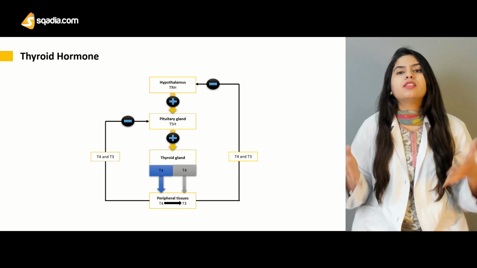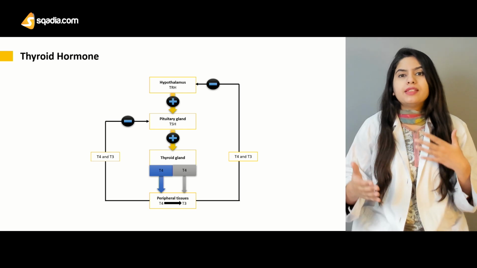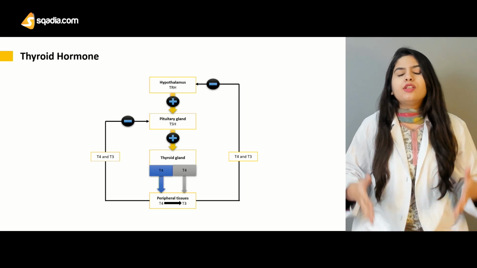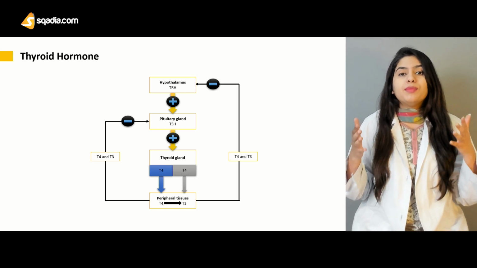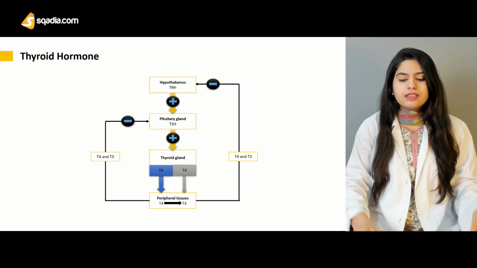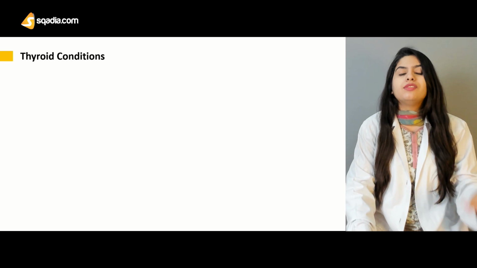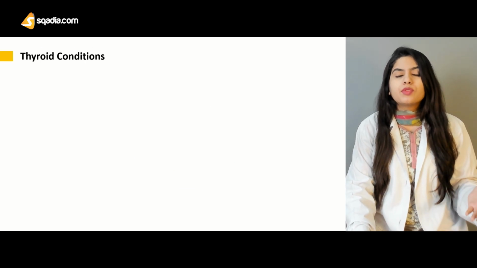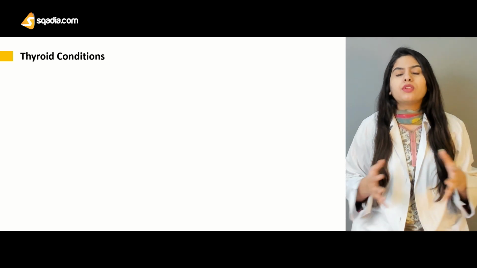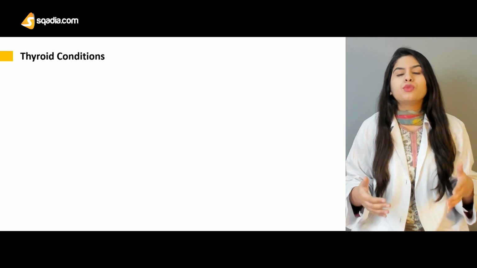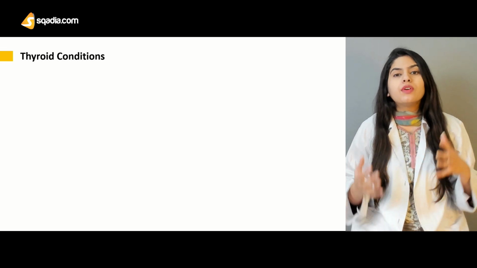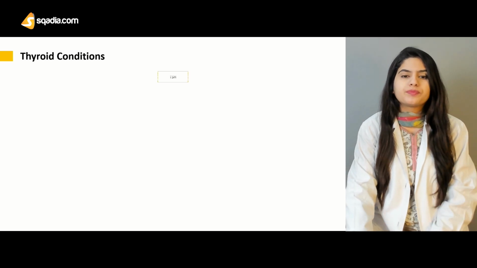Now you can see that there is a balance in the production and stop in the production of the thyroid hormone, and in a normal person, this balance is maintained. When this balance is disturbed, then these thyroid hormone diseases develop. There are various types of conditions that can develop due to this imbalance. Just have a look at those conditions that develop due to an imbalance between this negative feedback mechanism and the production of the thyroid hormone.